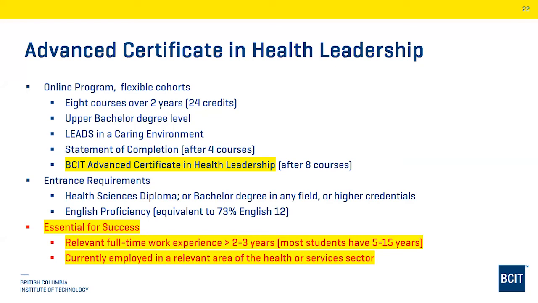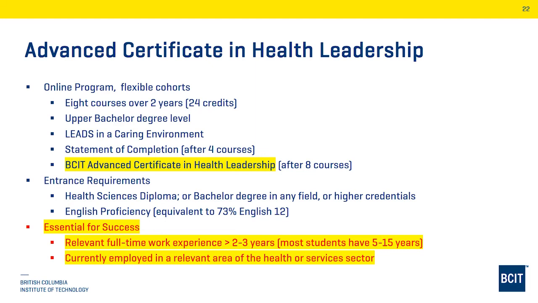So that's where a program like ours at BCIT, the Advanced Certificate in Health Leadership, comes in. Next slide, please. This program on health leadership is designed to be flexible for busy adult learners. The program is offered online with a flexible cohort system. There are 8 courses spread over 2 years. The level of study is upper baccalaureate level and a little bit beyond that. We referenced the Leads in a Caring Environment framework, which is a competency profile developed in Canada for health leaders. After completing the first half of the program, which is the first 4 courses, you get a statement of completion. And then after completing all 8 courses, you get the advanced certificate.